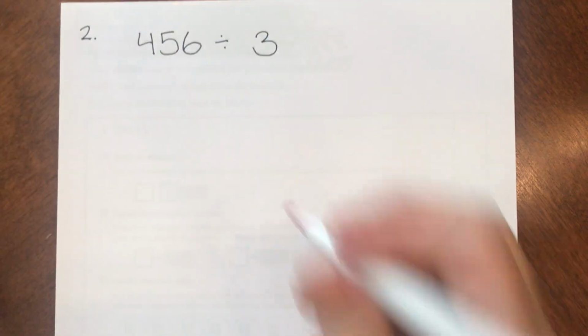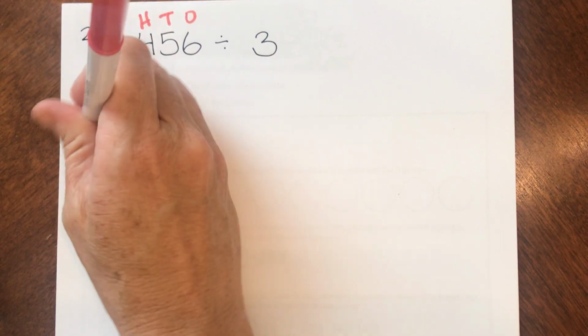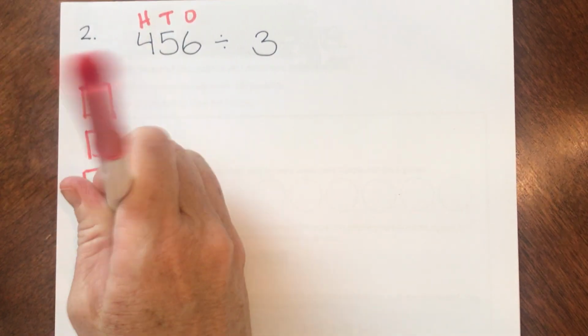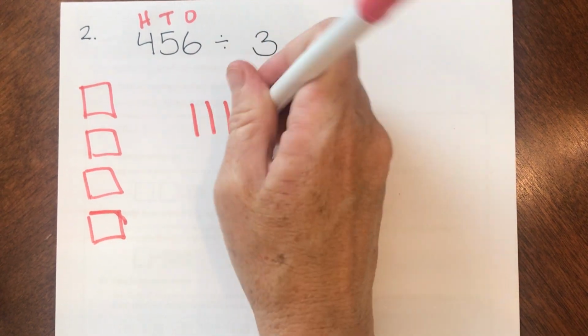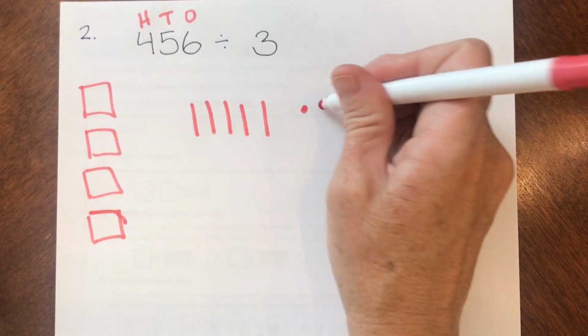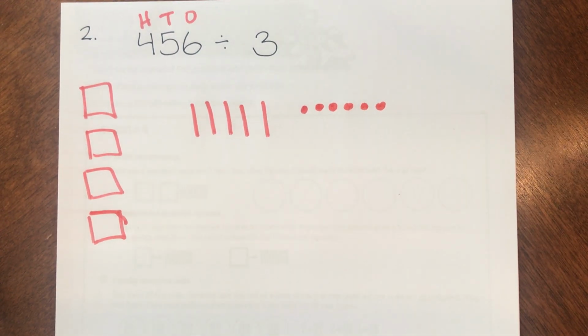Okay, let's see another one of these. My first step says I'm going to build the dividend. So my dividend says I have 4 hundreds, 1, 2, 3, 4. I have 5 tens, 1, 2, 3, 4, 5, and I have 6 ones. That's what my dividend looks like.